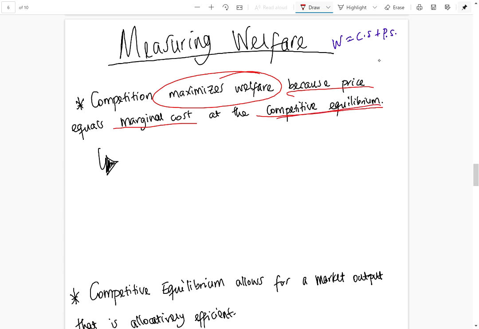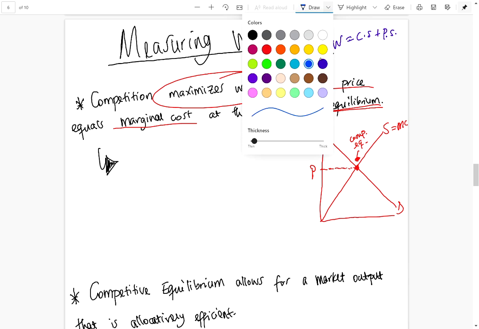In other words, if we were to draw this out, our equilibrium point is where supply is equal to demand. Here is our price. Now remember that our supply curve is our marginal cost curve. So in perfect competition, or competitive equilibrium, we see that price is equal to marginal cost. Let's say some words about why that's important.